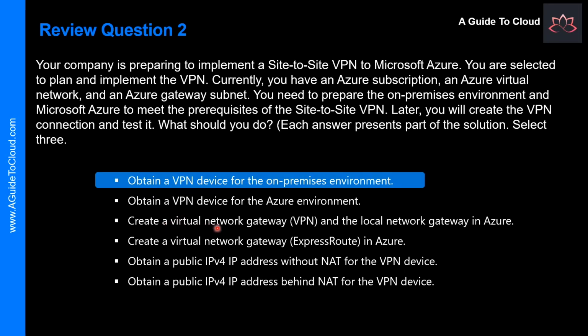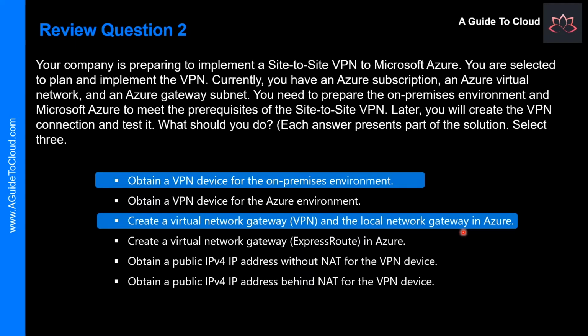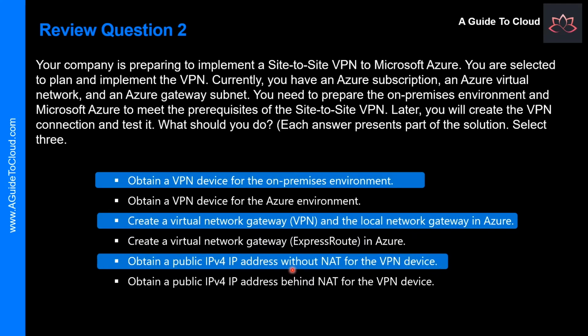Third statement is create a virtual network gateway and local network gateway in Azure. Absolutely correct. So you need to create a gateway and a local network gateway in Azure to establish connection between on-prem environment and Azure. The next statement is create a virtual network gateway express route in Azure. So we are trying to create a site-to-site VPN, not an express route. So that is wrong. Next statement is obtain a public IPv4 IP address without NAT for using VPN device. Absolutely correct. So you need an IPv4 address without a NAT address for your VPN device. So we got our 3 statements right.